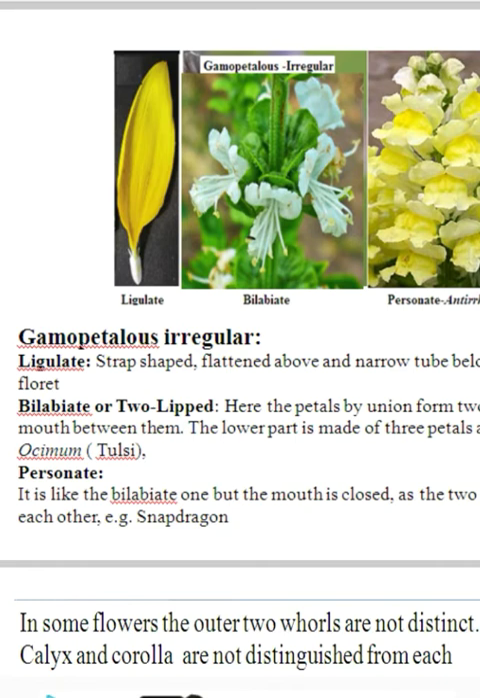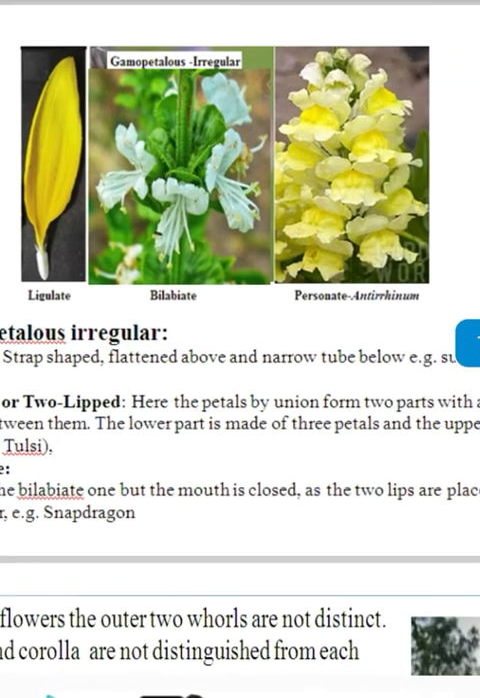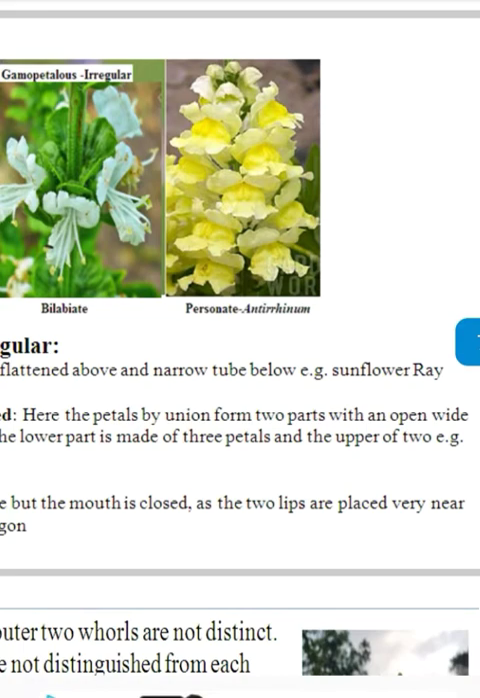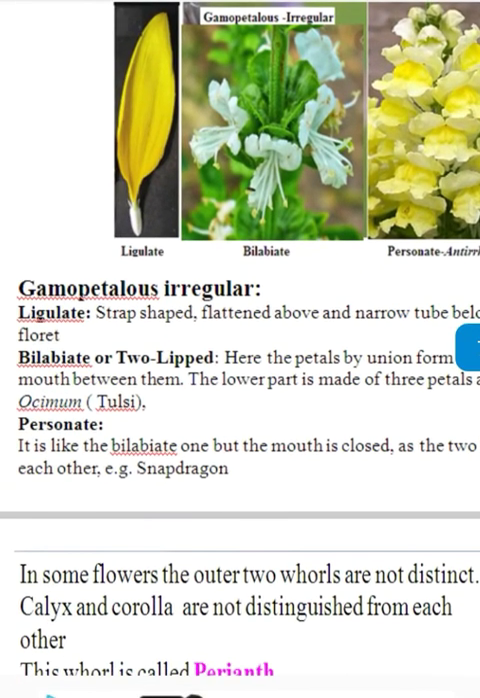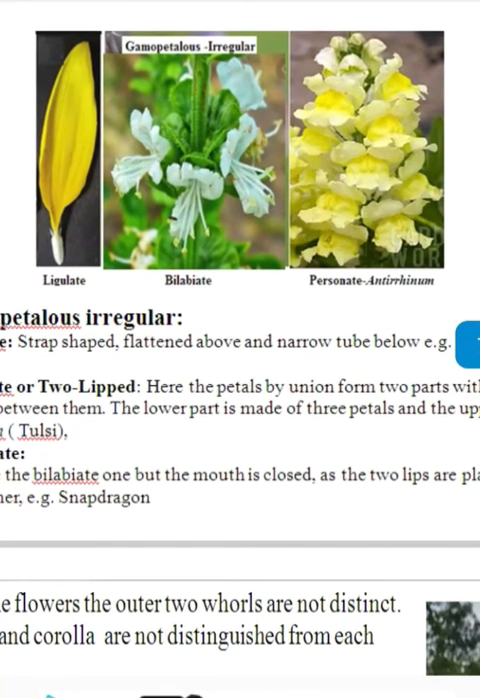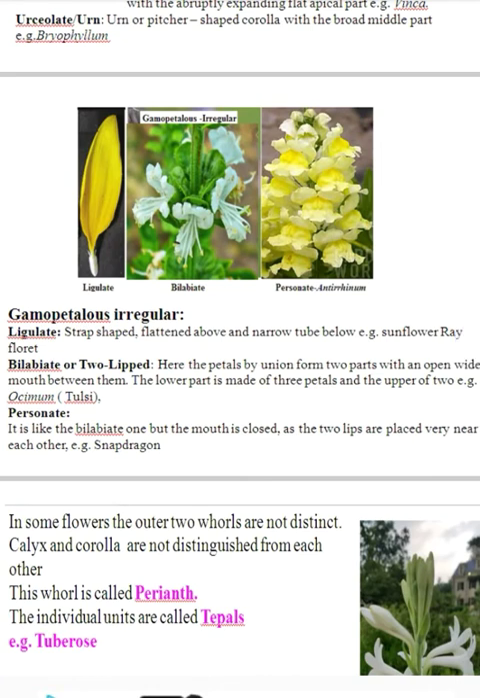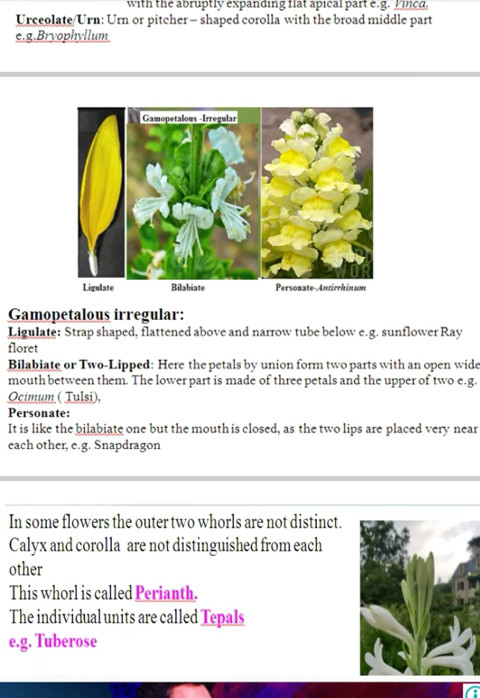Labiate, now it is called Lamiaceae. And in the personate, similar structure is there, that is again a bilabiate. Lower part is made up of 3 petals, upper is made up of 2 petals, but here the mouth is closed. In the bilabiate, the mouth is wide open, and in the personate, the mouth is closed. This is the only difference between the bilabiate and the personate. So in the gamopetalous irregular: ligulate, bilabiate and personate.